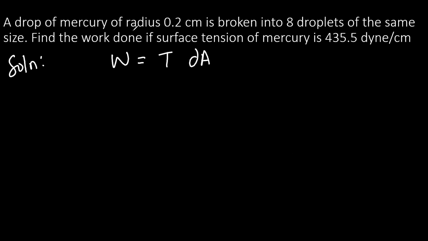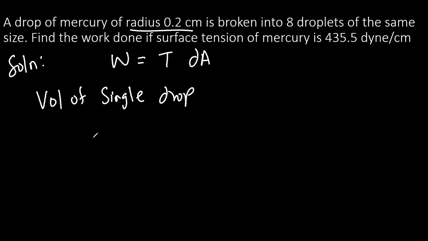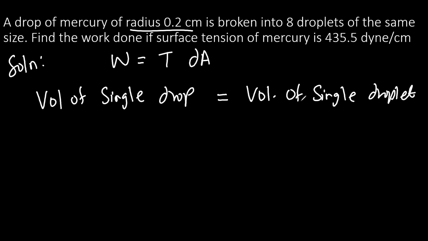See, I know that when the drop was big, the radius is 0.2. When the drop became small, what is its radius? That I don't know. So what will I do? Volume is the same. So what will I get? Volume of single drop is the same as volume of single droplet. When you divide into 8, the volume of all the droplets I can write here as 8. Okay, I will write 8. What does 8 indicate? That is a number.